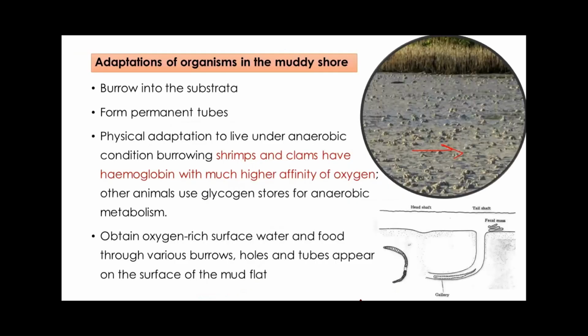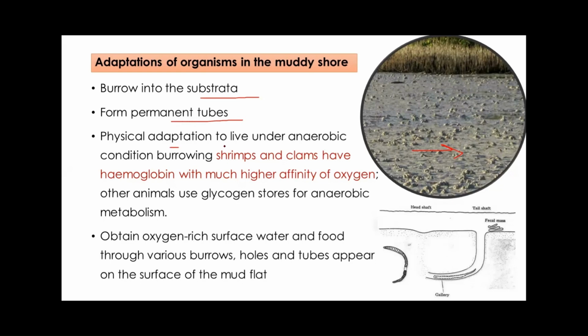Since I said that it's a very challenging environment, at least to what we look into, by saying that there are variations in the salinity in the water, and there is mud, there are anaerobic conditions. So what kind of adaptations have they developed? They burrow into the substrata, so it means that they burrow into the sediments. They form permanent tubes. These permanent tubes will help them to get the nutrients, water, oxygen, and so on.